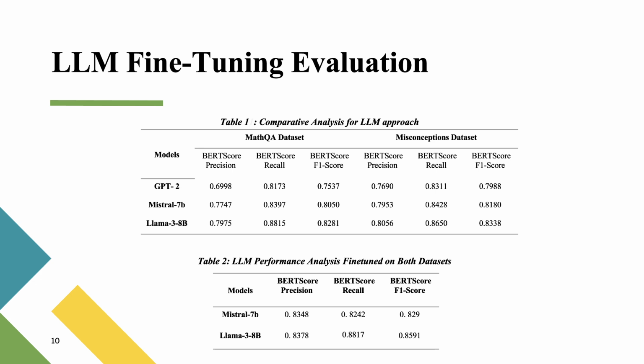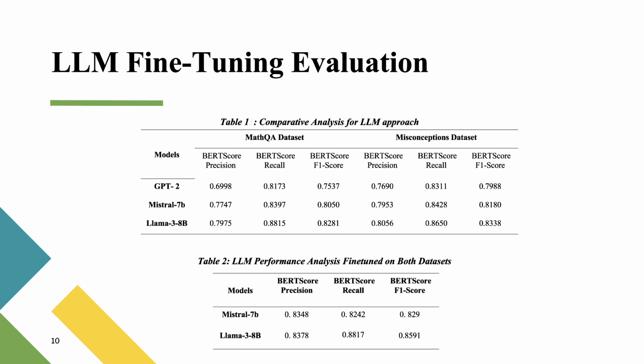LLM fine-tuning. We evaluated on both MathQA and the misconceptions data with BERT score, where the Llama model led with F1 scores of 0.828 and 0.834 respectively, followed closely by Mistral and GPT-2.